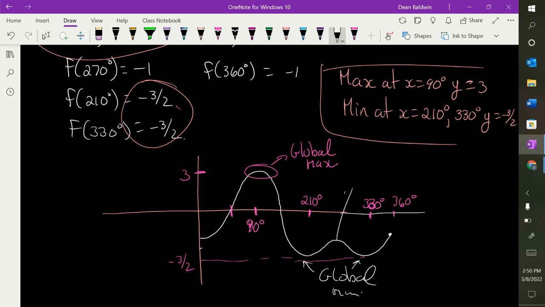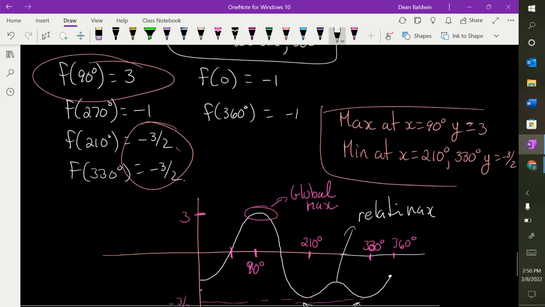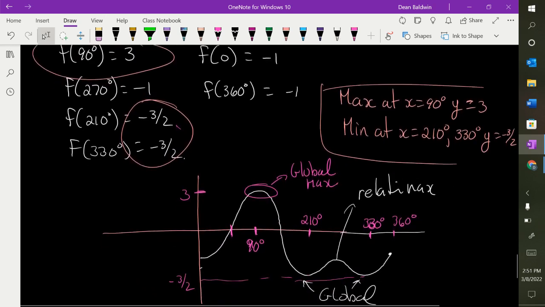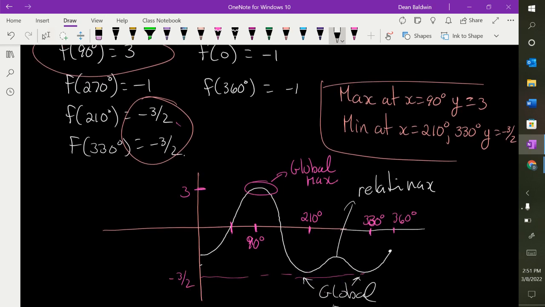And this would be a relative max at 270. That's 270. Right? And it should line up with that one, negative 1. There's 270 right there.